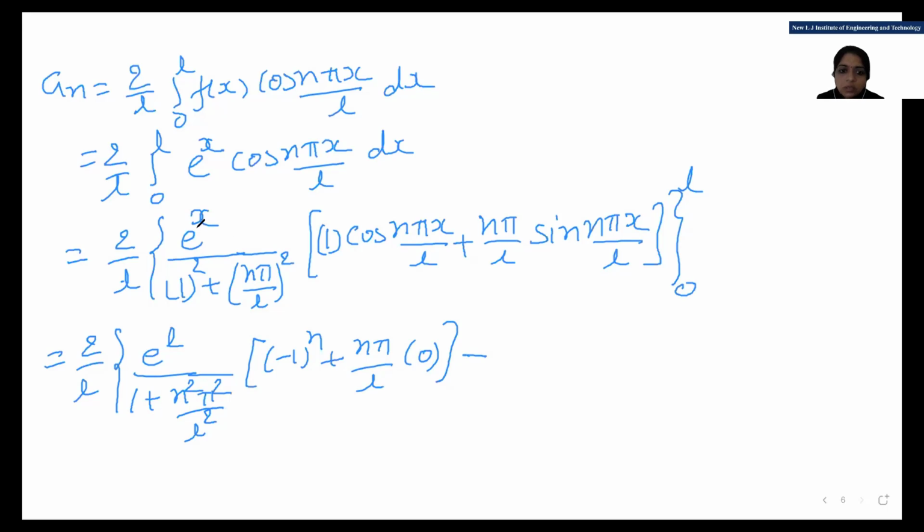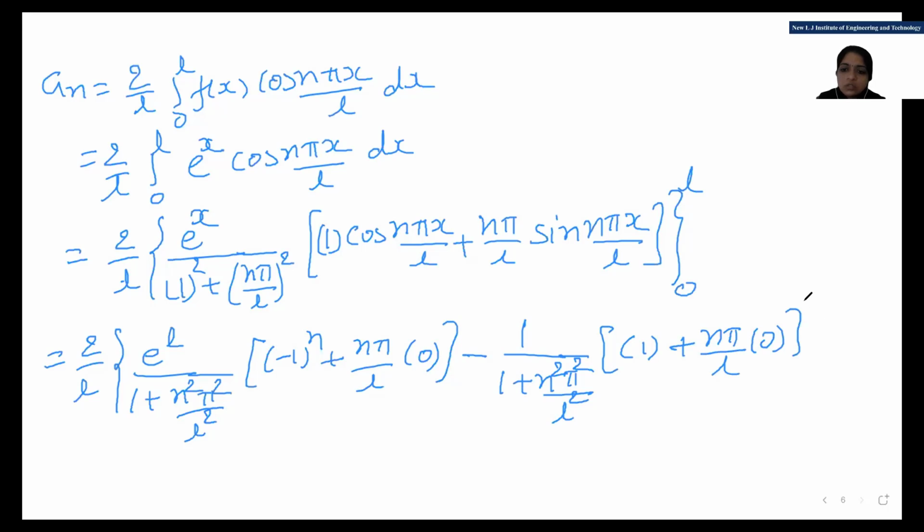Minus for lower limit, if I put here e raised to 0, that is 1, so 1 upon 1 plus n square pi square upon L square. Here cos 0 is 1 plus sin 0 is 0. So again n pi by L into 0. So this is the value for lower limit.